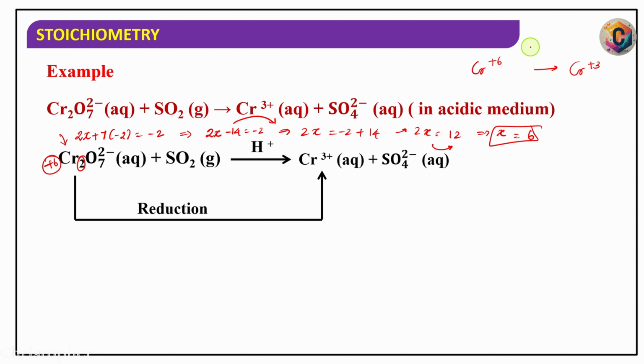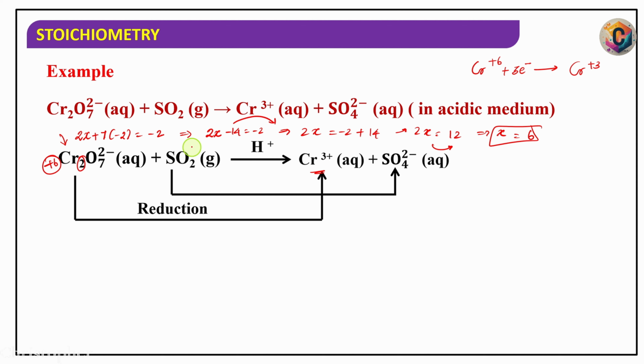Which means that it is undergoing reduction. How does it happen? The Cr+6, by receiving 3 electrons, gets converted to Cr+3. Got it? So accepting electrons is a reduction. Cr+6 is reduced to Cr+3. We need to find out which is undergoing oxidation.